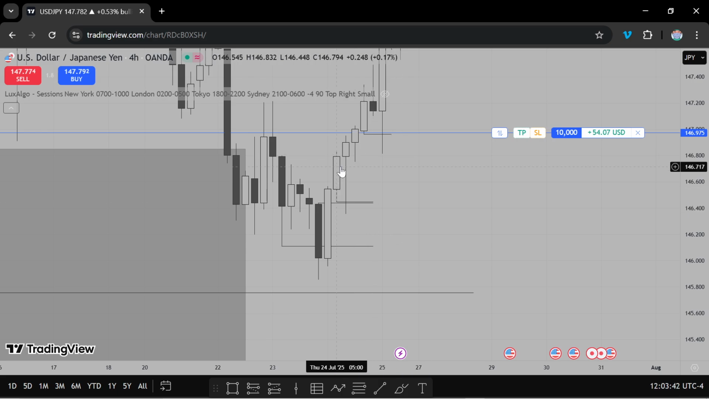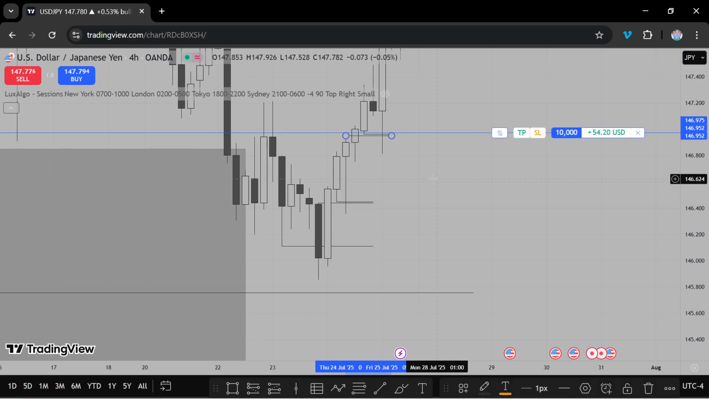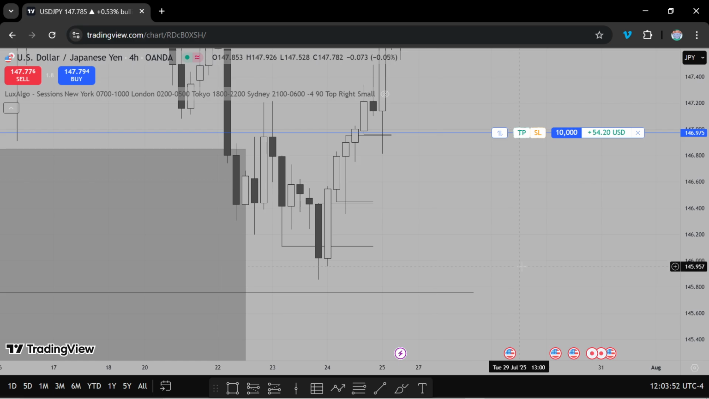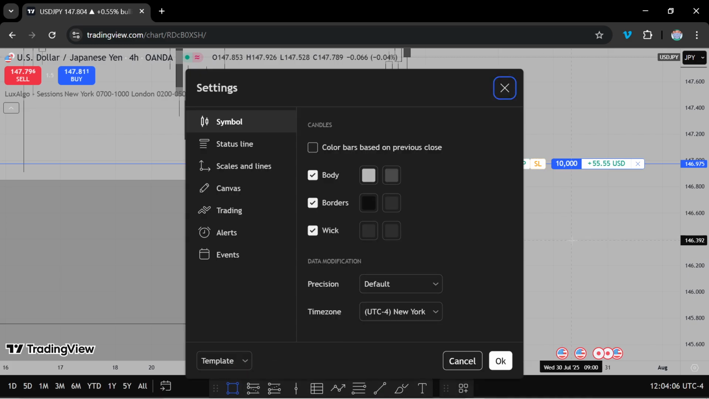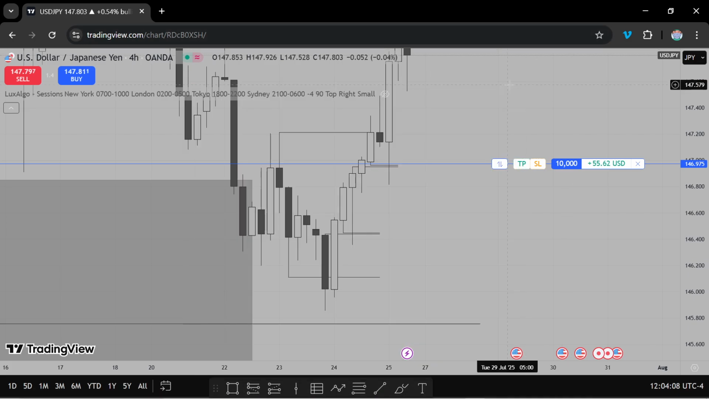We did sting into this fair value gap, but we did create another fair value gap the next day right here. All right, not only that, we broke structure right there. We broke structure right there. All right, making this a valid order block. All right, making this a valid order block right there.